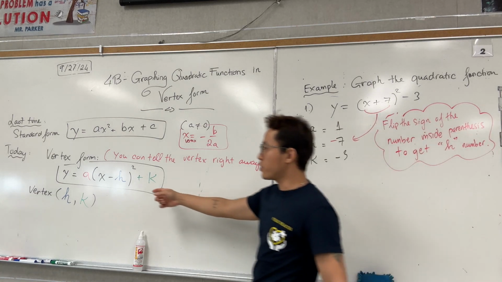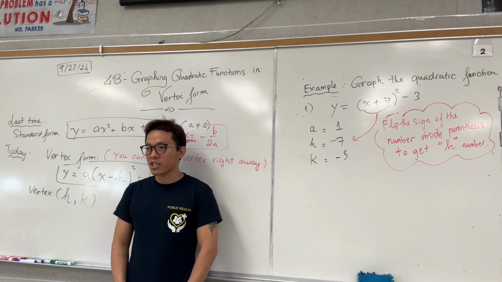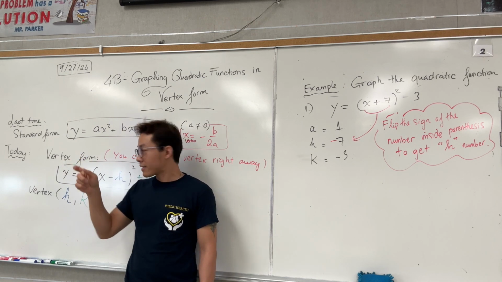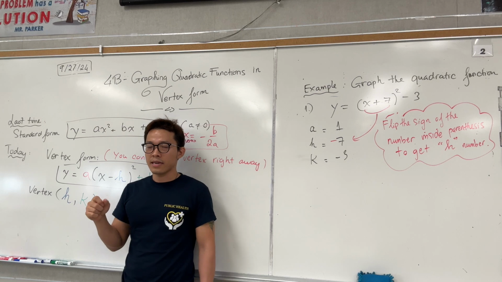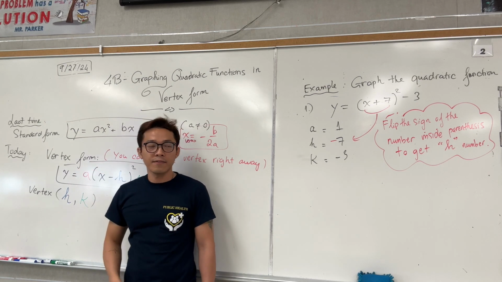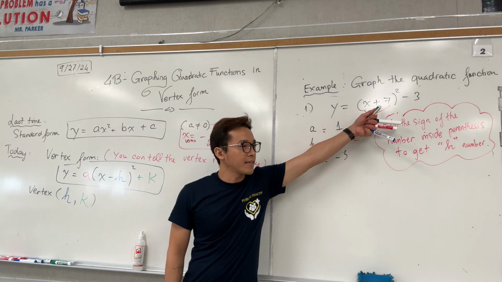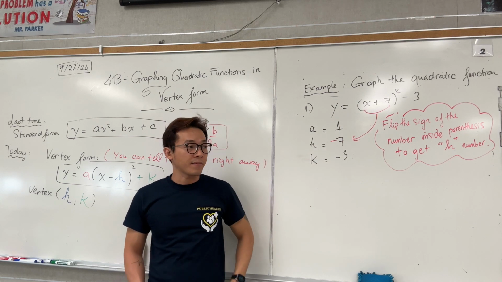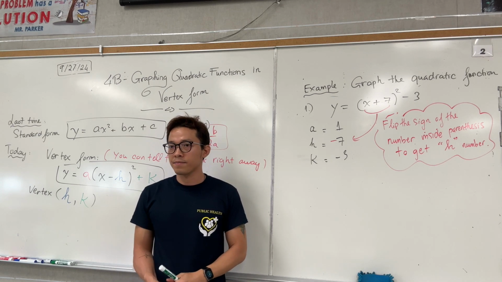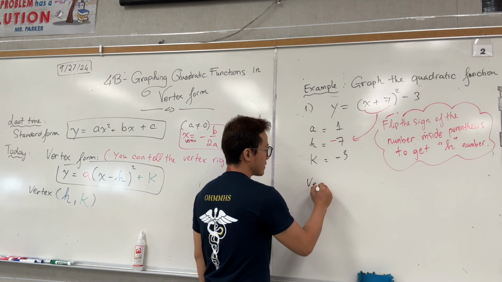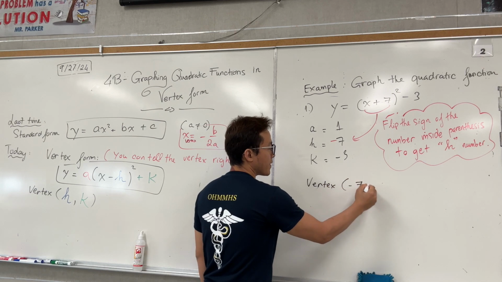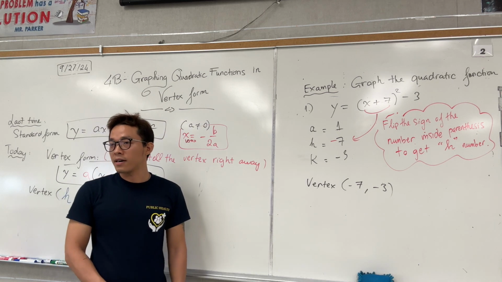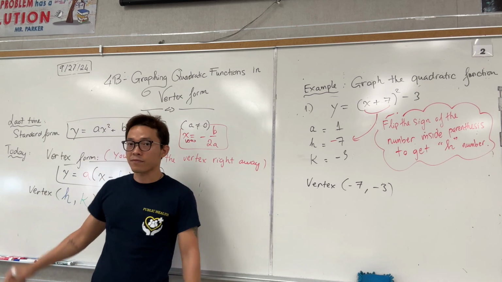So you need to flip the sign of the number inside parenthesis to get the H number. This is kind of similar to what? Do you remember the transformation information is kind of opposite of what we're thinking? The negative actually goes to the right. They actually flip it. Flip the sign. So if you see +7 and you want to write the H, it's going to be -7. Okay? So what is the vertex? Easy. What is the vertex? -7 and -3.